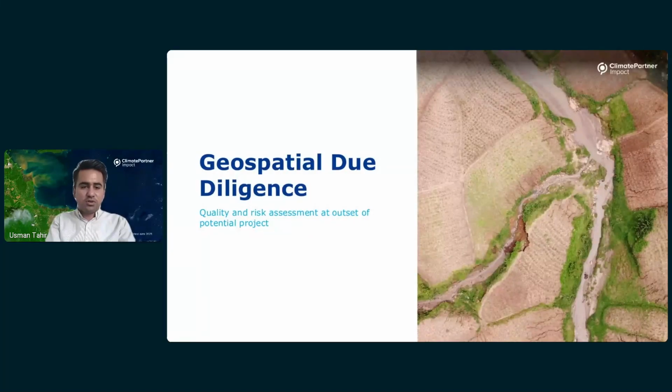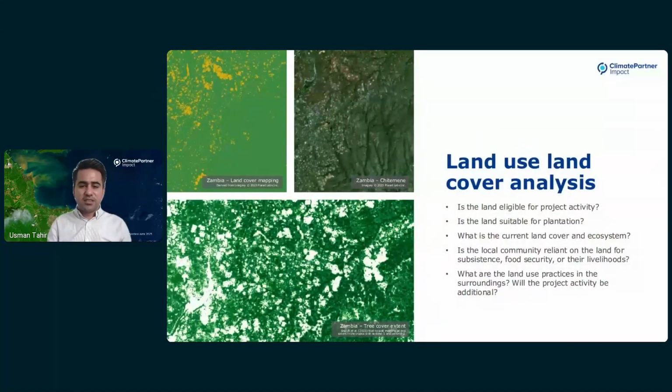So the main goal of our geospatial due diligence is to develop high quality projects while minimizing the risk, and also to ensure positive outcomes for both environment and the local community. So, the very important step of our geospatial due diligence is land use land cover analysis.